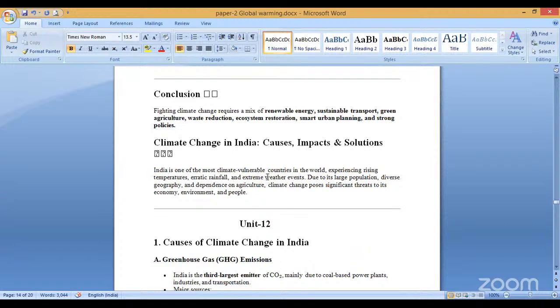In conclusion, fighting climate change requires a mix of renewable energy, sustainable transport, green agriculture, waste reduction, ecosystem restoration, smart urban planning, and supportive policies.